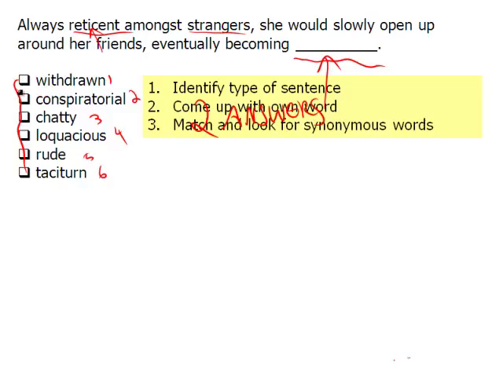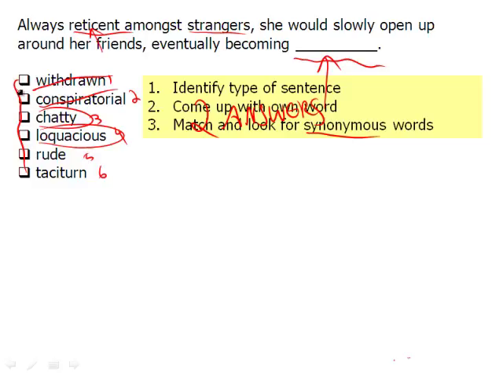And then, of course, we want to just match and look, in this case, for synonymous words. That's the important part, words that are synonyms. So what word means saying much, which means talkative? Withdrawn is the opposite. Conspiratorial doesn't quite mean talking a lot. I mean, that means you're plotting. Then there's chatty. Chatty is talkative. Loquacious is a synonym, which means talkative.